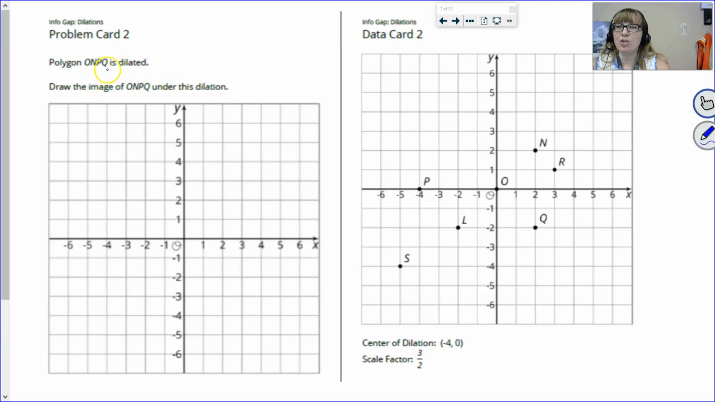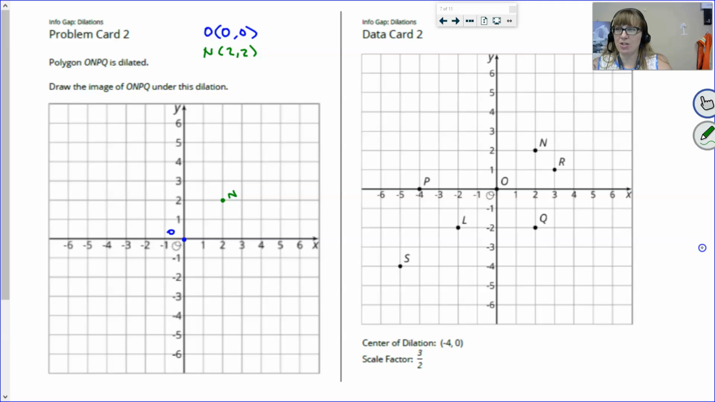Some questions you should have asked, the list of information you should have included, would have been: where is O? And O, as we can see, has the coordinates 0, 0. So I'm going to plot that and label it. N, we should have asked the question, where is N? N has the coordinates 2, 2. So I would have plotted that and labeled it.